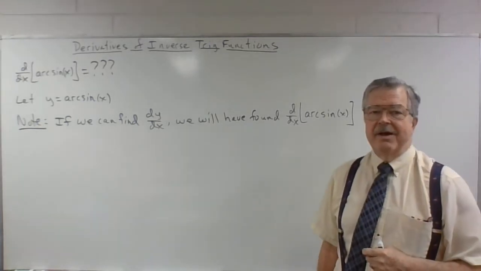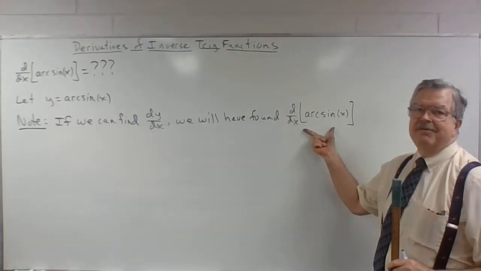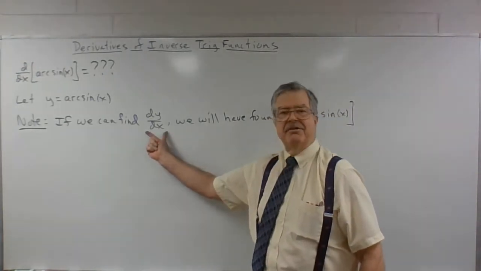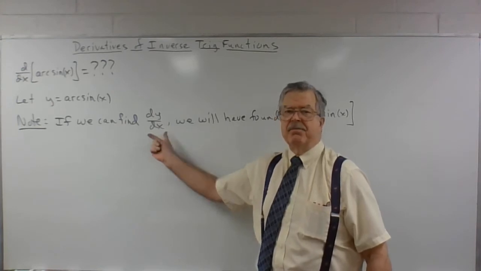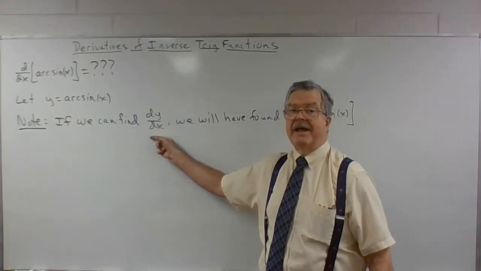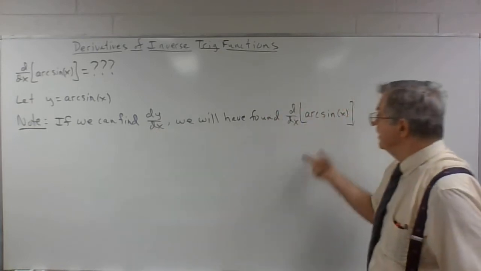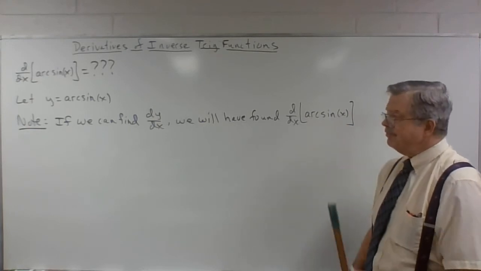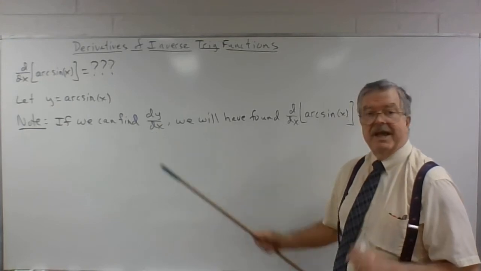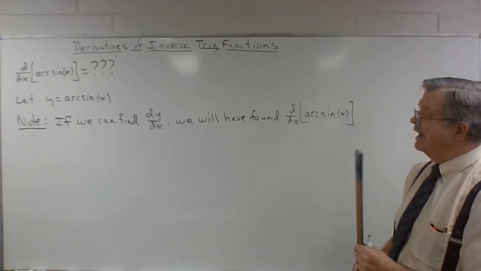Because it's going to turn out that in our computations, when we're looking for the derivative of this thing, it just may happen that this may pop up, perhaps unexpectedly. But when it does pop up, we want to look at this thing and say, aha, this is what we're looking for. This is the same thing as the derivative of arc sine. So we want to keep that in mind. If we find dy dx, that'll be the same thing as us finding the derivative of arc sine of x.